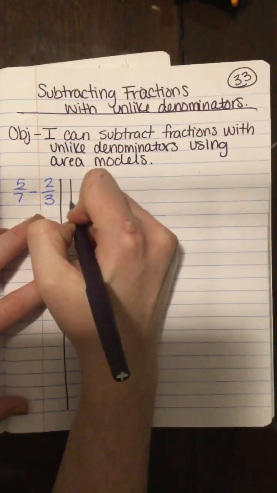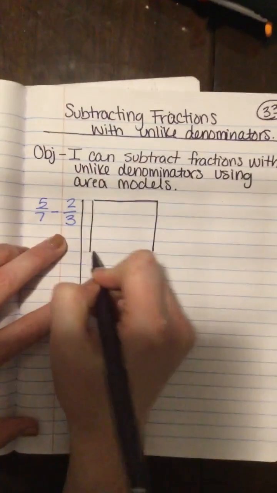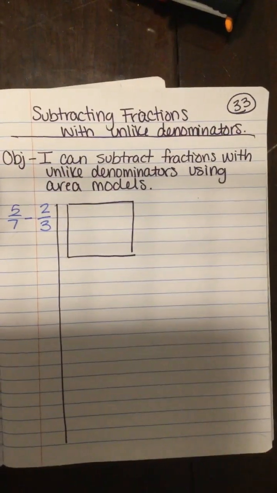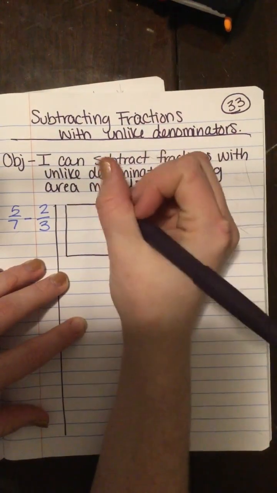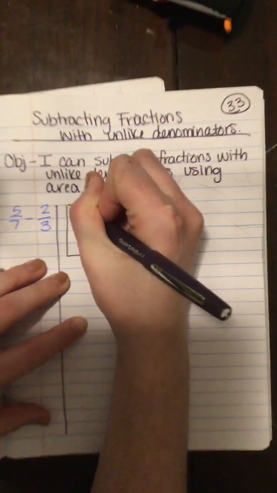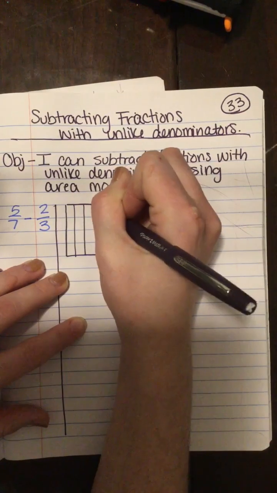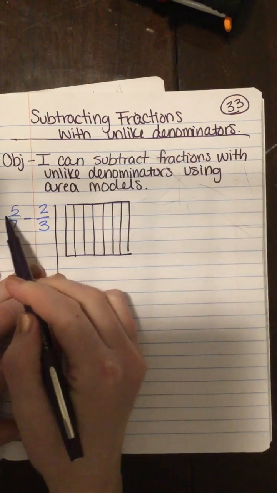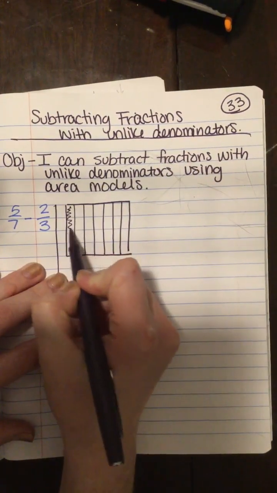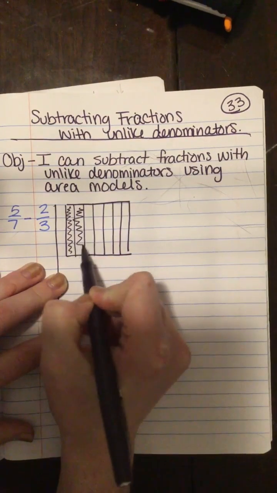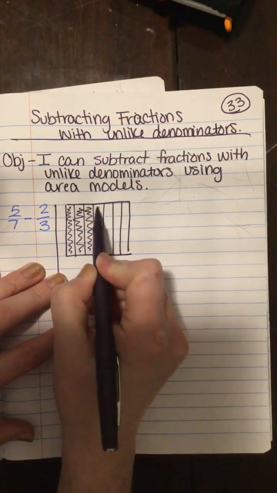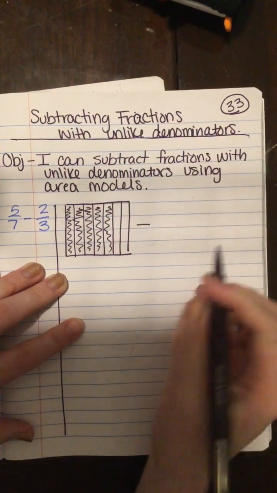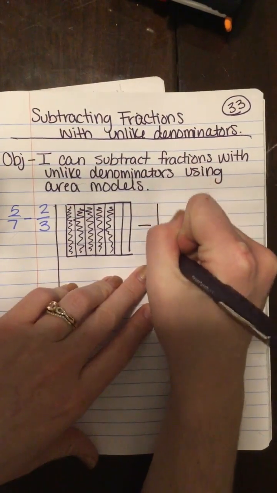So drawing 5/7. That first picture, your lines are vertical. So I need to cut this into 7 pieces. And then I'm going to shade in 5 because 5 is our numerator. Just as Ms. Wise said, we don't necessarily need to shade it completely because we need to see our work. We are subtracting in this one, and now I'm going to draw my 2/3.